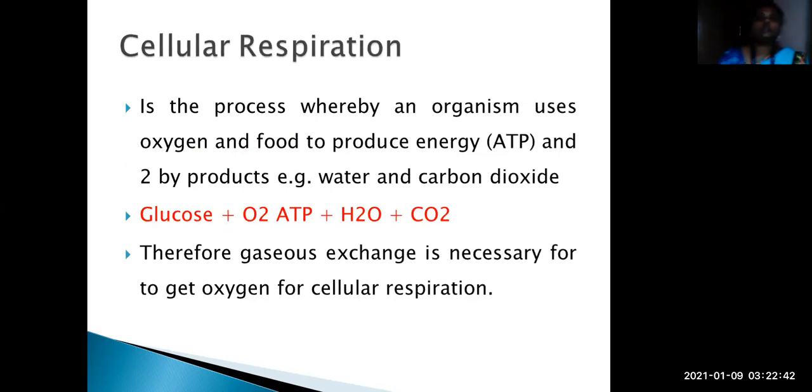This is cellular respiration. Cellular respiration is the process whereby an organism uses oxygen and food to produce energy. ATP is produced through this oxygen and the food we eat, along with two byproducts, water and carbon dioxide. This is the formula: glucose plus oxygen, food energy, produces ATP plus H2O, water, and CO2. So the two byproducts are water and carbon dioxide. This is the formula for cellular respiration. Therefore, gaseous exchange is necessary for us to get oxygen for cellular respiration.